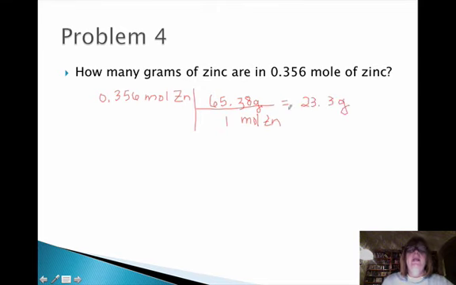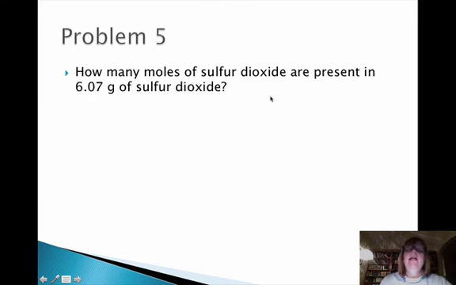So what did I do here? I had moles of zinc, so I multiplied by the molar mass of zinc, and I got grams of zinc. So 0.356 times 65.3. Okay, now we're not going to do anything new, except instead of using just a single element, here we've got sulfur dioxide, SO2. All right, let's start with what's given, 6.07 grams of SO2.